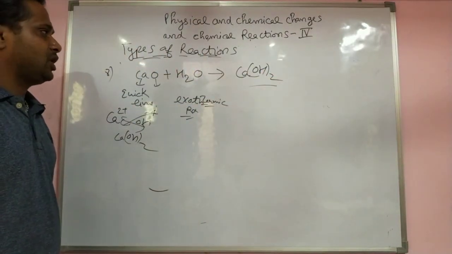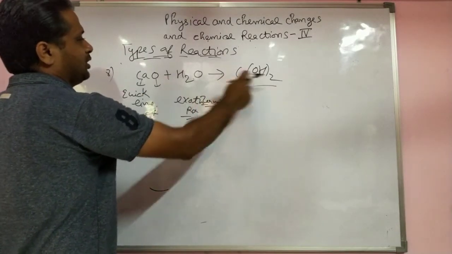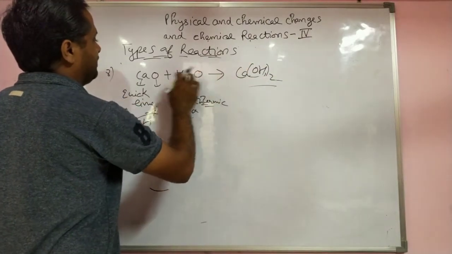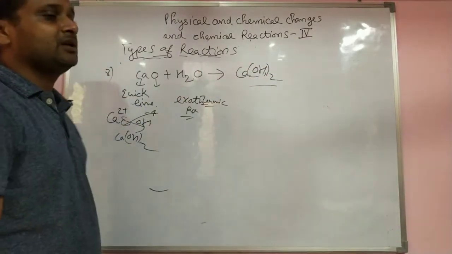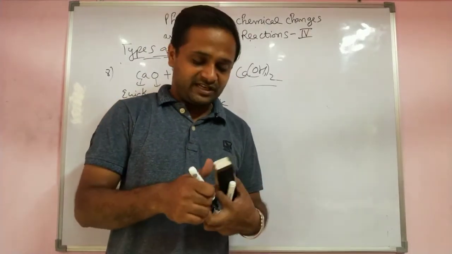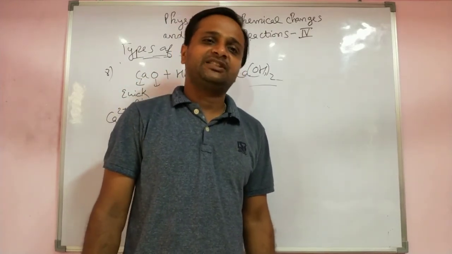Is it balanced or not? See there: calcium 1, calcium 1. Hydrogen 2: 1 into 2, 2. Oxygen 2 here, 1, 1, 2. Already balanced. So students, this is the combination reaction, a very easy reaction. In the next lecture we will discuss the decomposition reaction. Thank you.